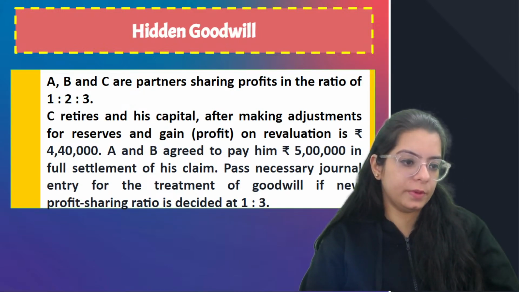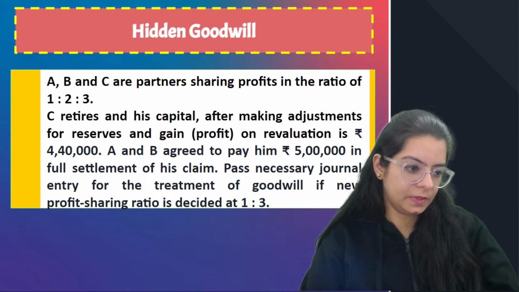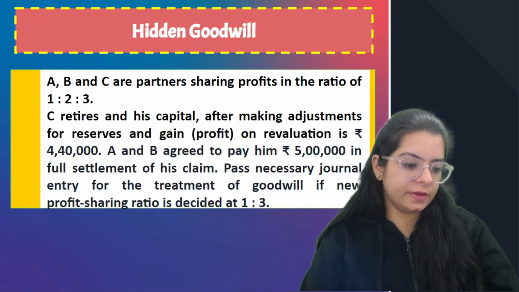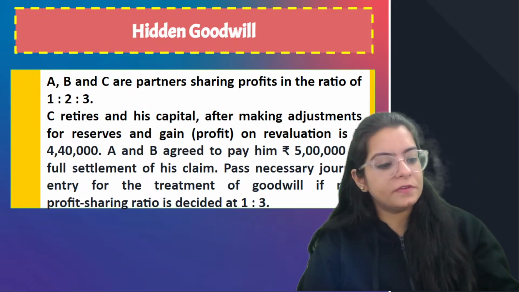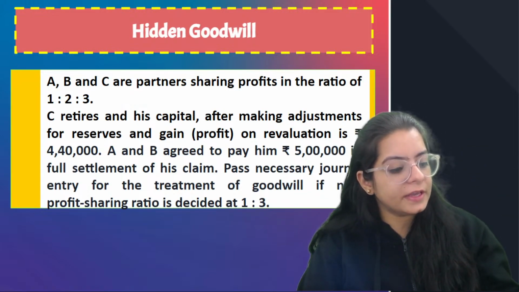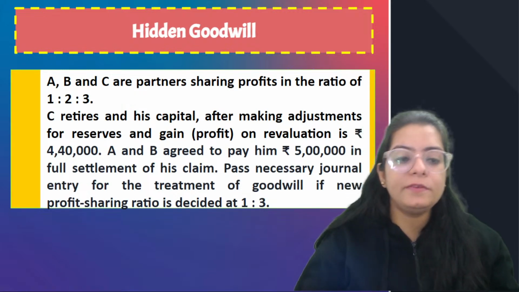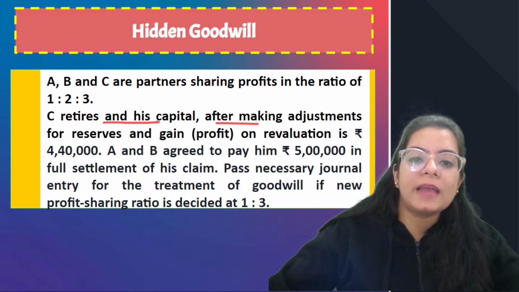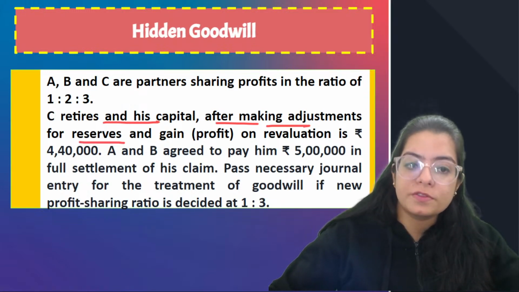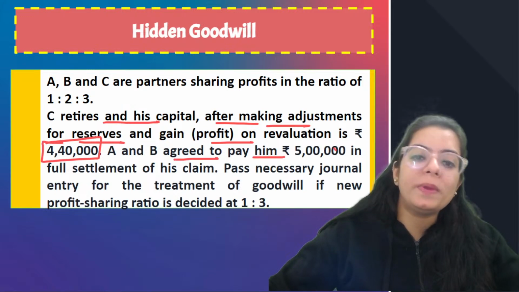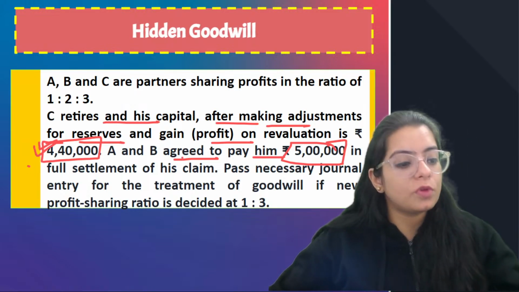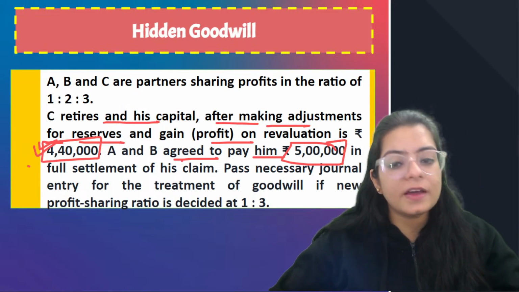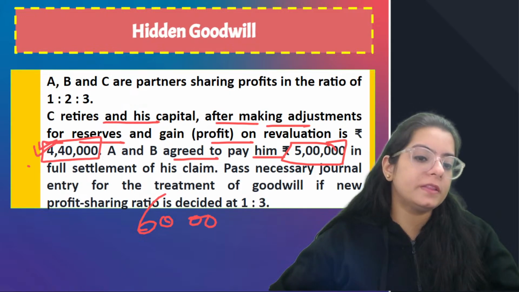How to find hidden goodwill? How to find hidden goodwill in retirement of a partner? Hidden goodwill is found by taking the difference of whatever we are paying and whatever he expected. The remaining is goodwill. You can see that C retires and his capital, after making adjustment for reserves and profit on revaluation, was 4,40,000. A and B agreed to pay him 5 lakh. So after adjustments we had to pay him 440, but we are paying him 5 lakh. So whatever extra we are paying, that is goodwill.